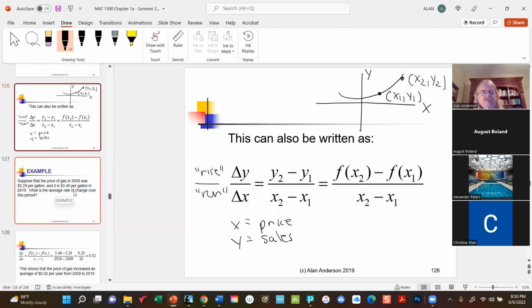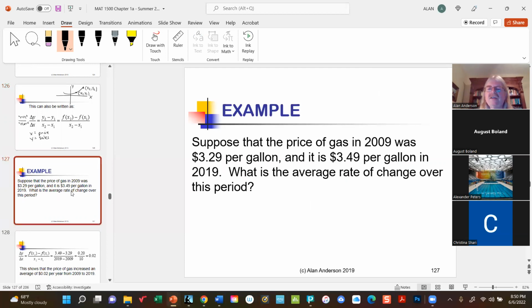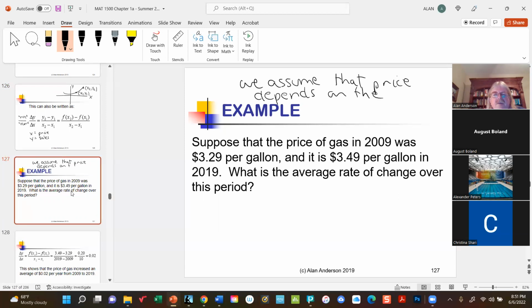So let's look at a simple case. Imagine you were told, now these are old numbers, as I said before. Suppose the price of gas in 2009 was $3.29 a gallon, and in 2019 it went up to $3.49. What is the average rate of change over this period, meaning the change in the price? Okay, because we're making an assumption here. Just as a note, we assume that price depends on the year in this example. This is implied by the problem. So therefore, the x's are the years. And the y's are the prices. Okay, because if that wasn't clear, you might get this wrong. So in other words, we have to be careful that we know which is meant to be the x variable and which is the y variable.